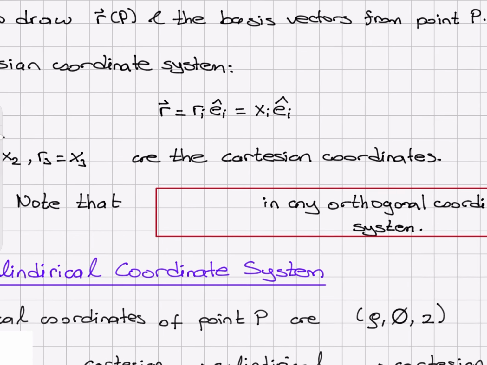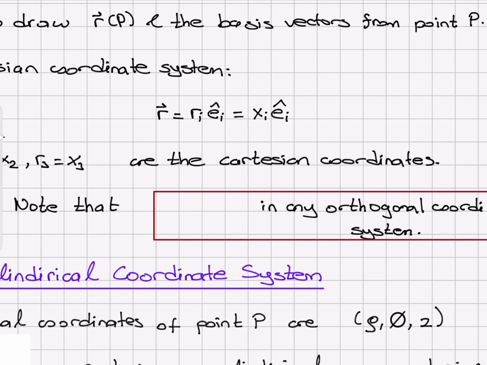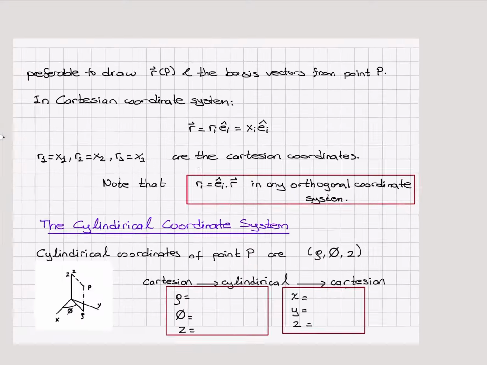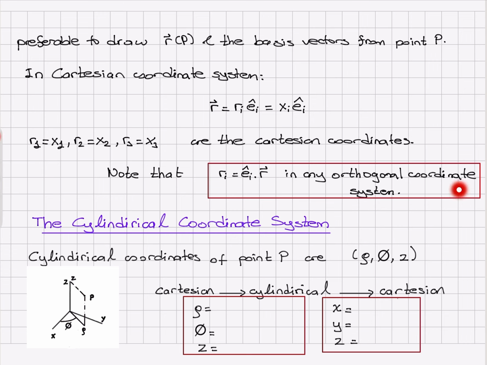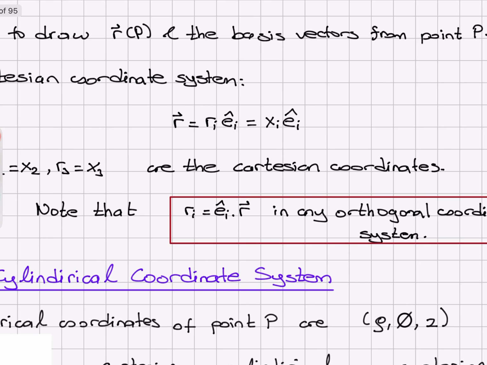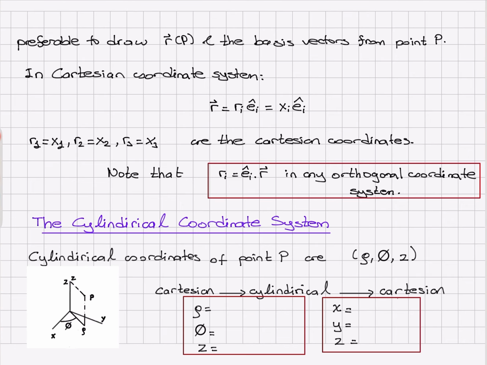And note that Ri is equal to ei hat dot product with the position vector in any orthogonal coordinate system. Okay, so we can find that, for example, in a spherical coordinate system, we can find r theta to be e theta hat dot product with the position vector.